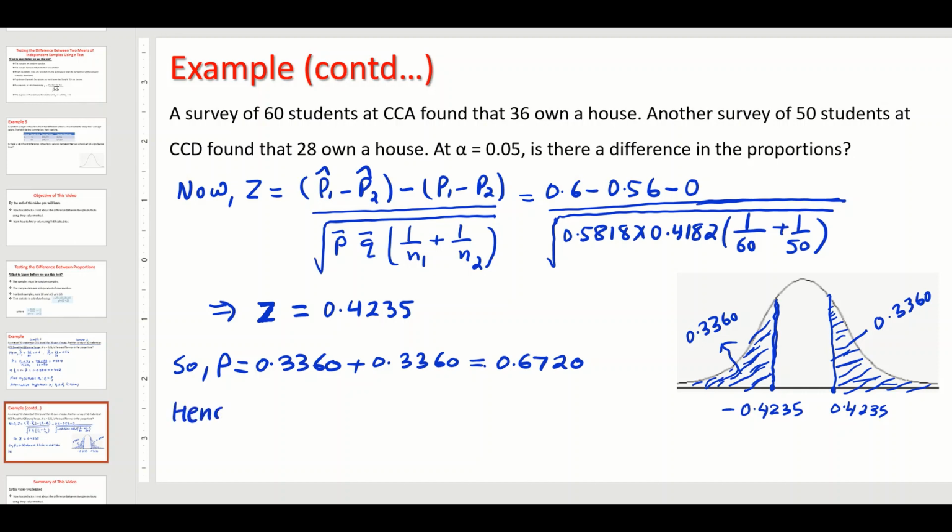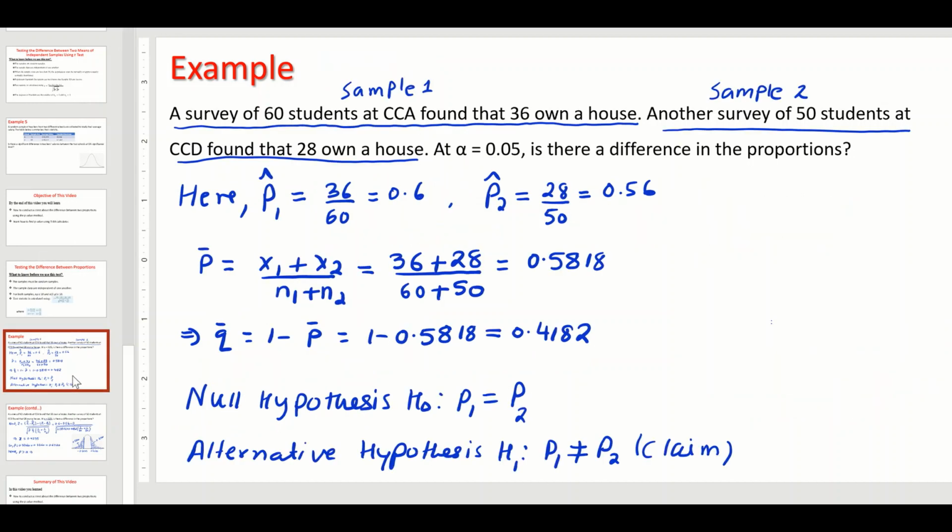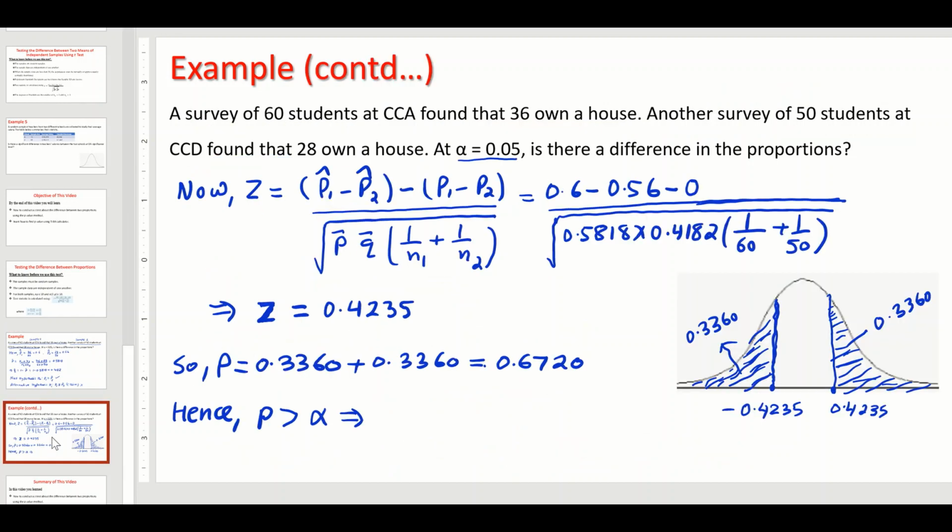So what we get is our p, which is 0.67, is actually more than the significance level. So p is greater than alpha. Since p is greater than alpha, we fail to reject the null hypothesis. We are not rejecting the null. Let me write that. We fail to reject the null hypothesis.